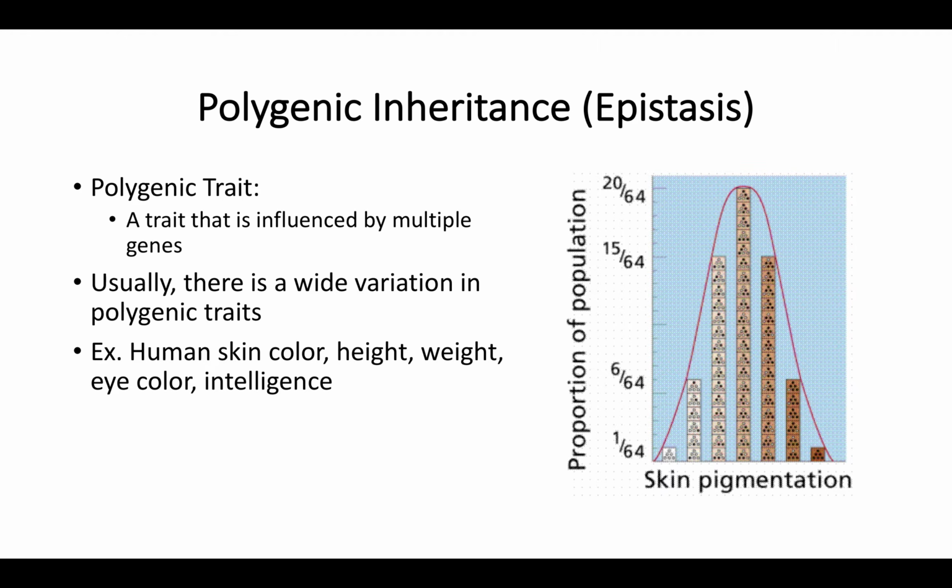Polygenic inheritance is the third non-Mendelian inheritance pattern we're going to look at. A polygenic trait is a trait that's influenced by multiple genes. Usually, you can tell a trait is polygenic because there's a huge amount of variation in those traits. One example is human skin color. Human skin color is determined not by just one simple gene, but by many genes. So there's a huge variation in human skin color, with slight differences between people, because this is a polygenic trait. Other polygenic traits include height, weight, eye color, and intelligence. These are all very complicated to determine their pattern because more than one gene is at play. So it's very difficult to predict the outcome of a cross with polygenic traits.